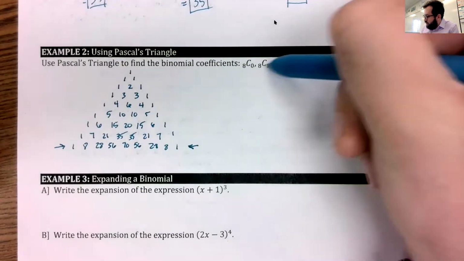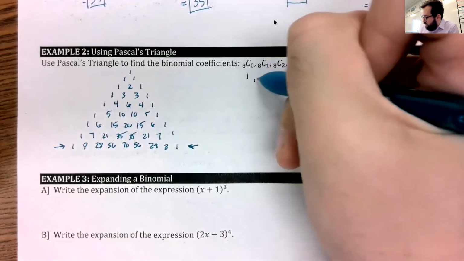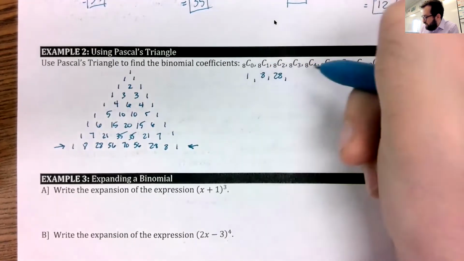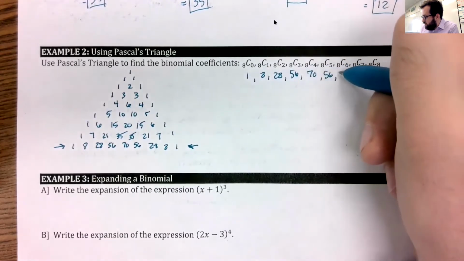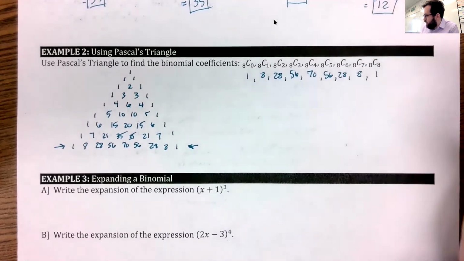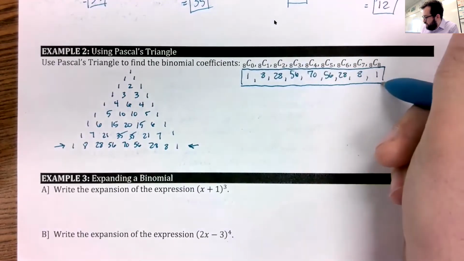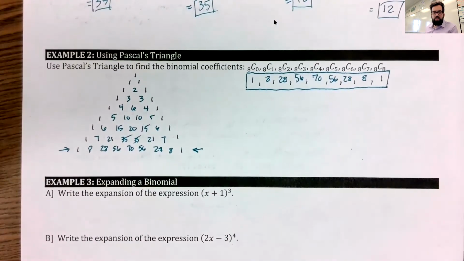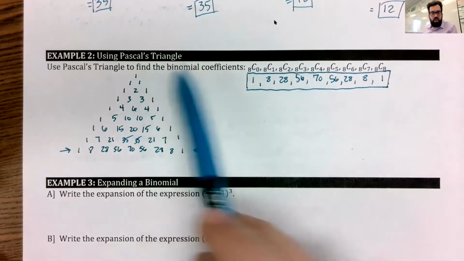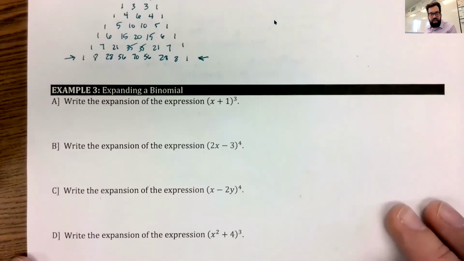So I'm just going to write the numbers underneath their specific combination that's listed at the top. So it's going to be 1, and then 8, and then 28, and then 56, and then 70, and then 56 again, 28 again, 8 again, and 1 again. So there's our answers. That's all of the coefficients that we need, and we didn't have to do any of this complicated factorial business. We didn't have to expand a binomial 8 times. We just have to list a nifty triangle, right? Pascal's triangle. So let's then apply all of this in example 3.